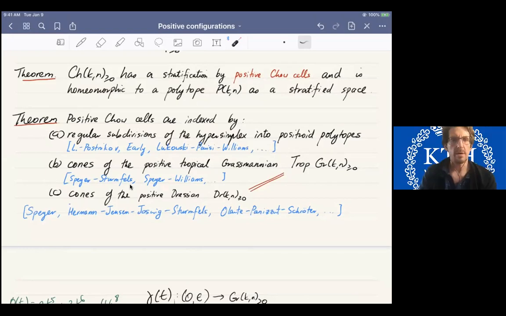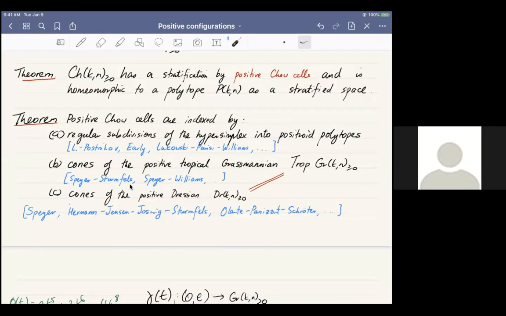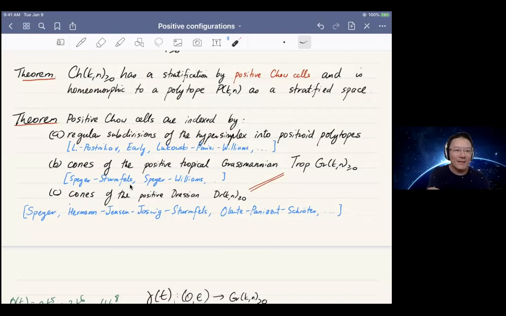Okay, thank you. The second question is from JP Labbé. Yes, so the question is, about the first theorem, does it give a geometric realization of the stratification as a polytope, or does it give only a statement about the topology, that it is a ball?